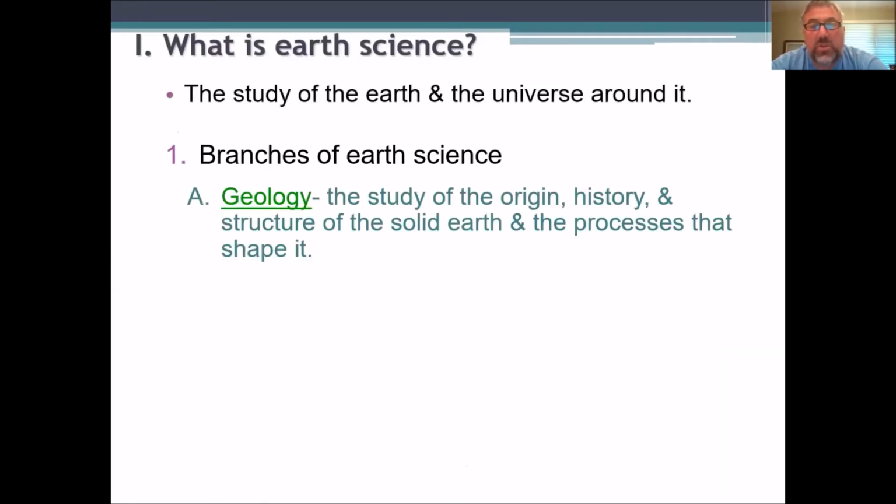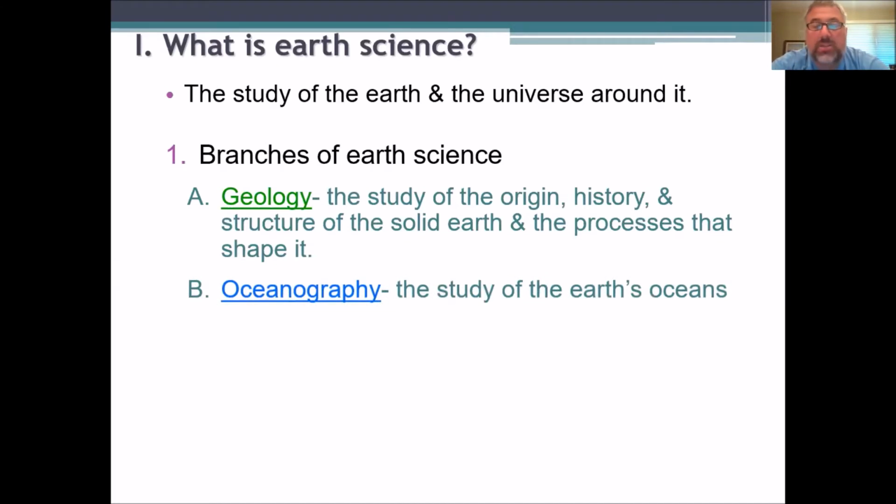Okay, so if we talk about what Earth science is, it's the study of Earth and the universe. And so we break it down into a couple of different branches. The first one that we talk about is geology. Geology is the study of structure and the processes that shape the Earth and where they come from. When we talk about geology, we're talking about rocks and core and mantle and crust. It's the study of the structure.